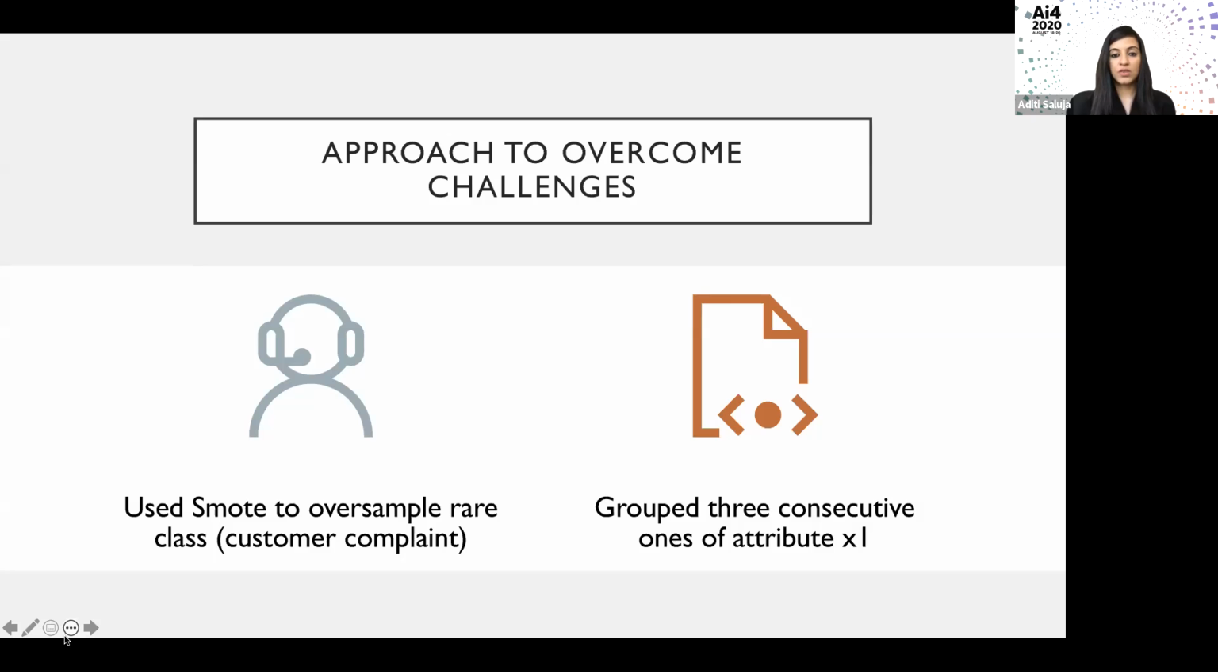I grouped three consecutive ones. Three consecutive events in the hours, I grouped and considered as one. I'll give you an example. If X1 is happening at hour 2, hour 3, and hour 4, I will not consider it as three events. I'm going to consider it as one event. If X1 is happening consecutively for 4 hours, then I will consider it as two events. Three consecutive is going to be one, and the fourth is going to be another event.